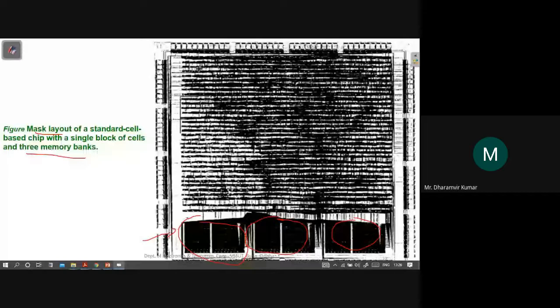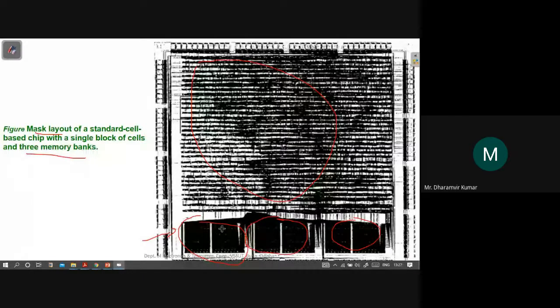And with a single block of cells. This whole area is a single block of cells. And around this you will find the IO, input output pads. So all these blocks on the periphery are IO pads, which will be used for connecting the input and output pins coming and going in and out of this chip. The diagram is not very good looking, but we should understand.